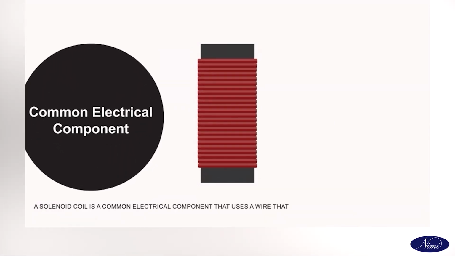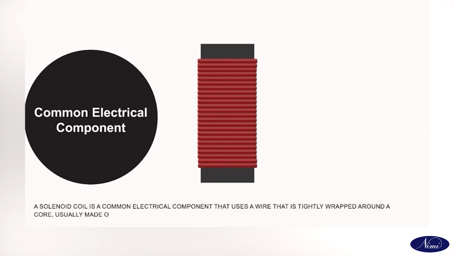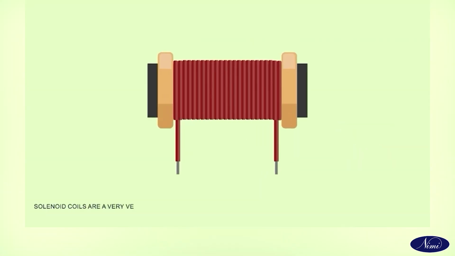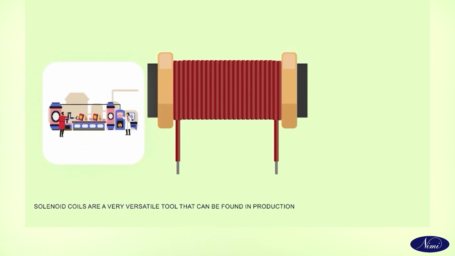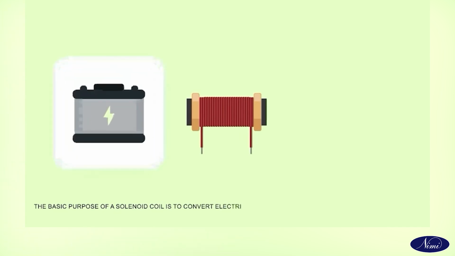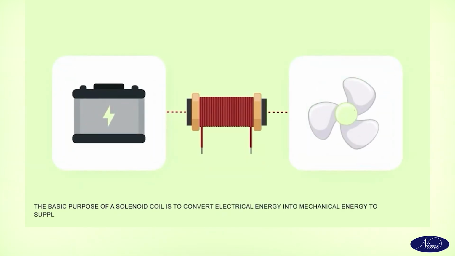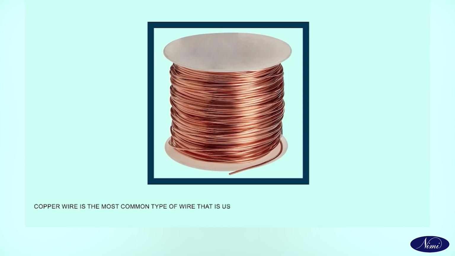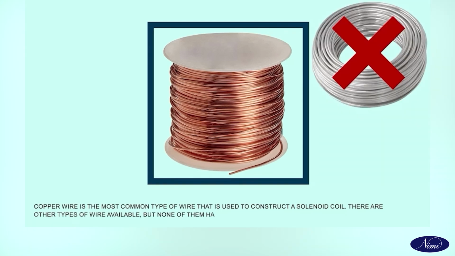A solenoid coil is a common electrical component that uses a wire that is tightly wrapped around a core, usually made of metal, to generate an electromagnetic field. Solenoid coils are a very versatile tool that can be found in production machines, appliances, and various forms of automated equipment. The basic purpose of a solenoid coil is to convert electrical energy into mechanical energy to supply linear motion. Copper wire is the most common type of wire that is used to construct a solenoid coil. There are other types of wires available, but none of them have the same conductivity and pliability as copper.